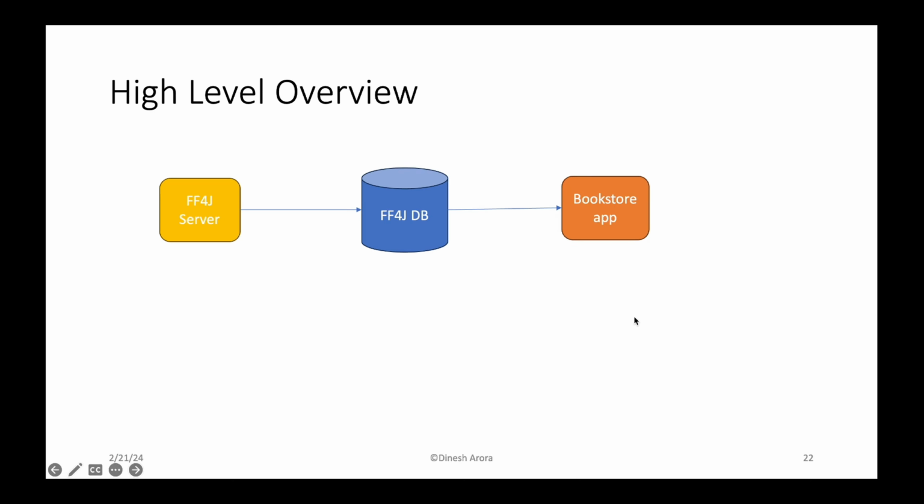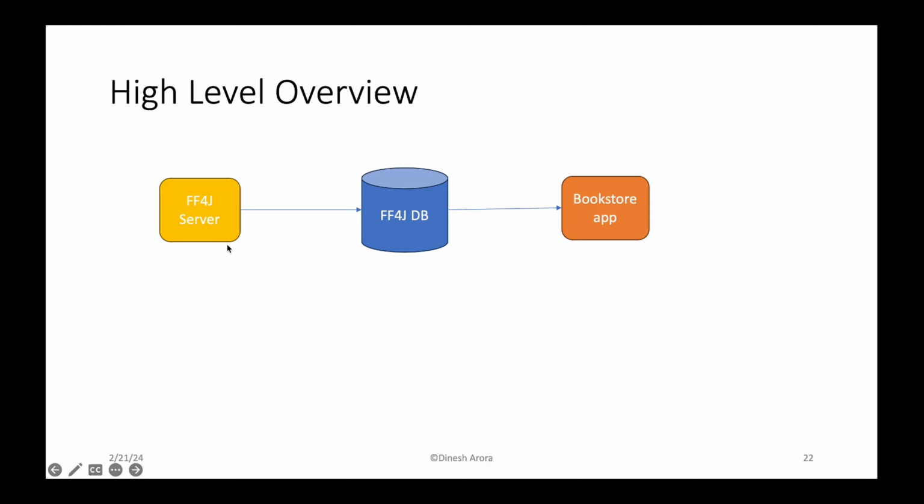Let's take a look at what we're going to be building today. In this high level overview design, you'll see 3 components: FF4J server, FF4J DB, and bookstore app. FF4J server is what is going to be interacting with the FF4J DB, which stores all of your feature flags, properties that you're going to be creating, and any sort of event. Event is nothing but an audit trail that will be used to figure out at what point of time a flag was updated or a property was changed.